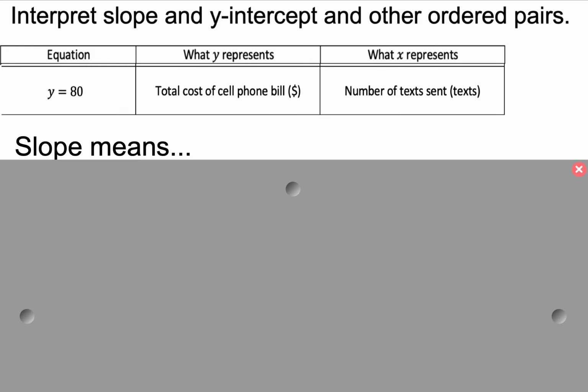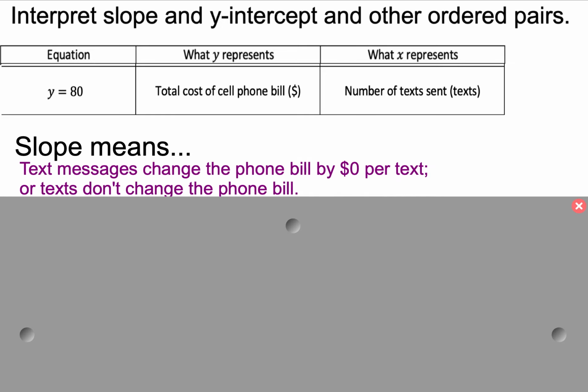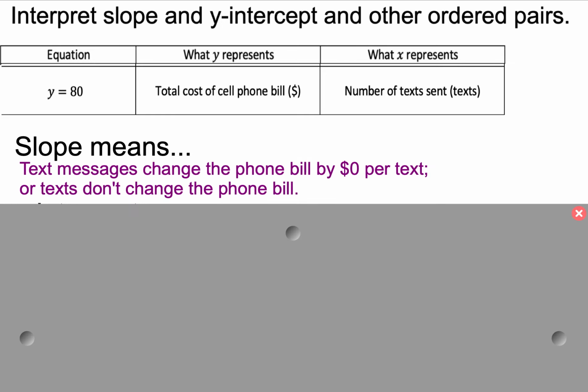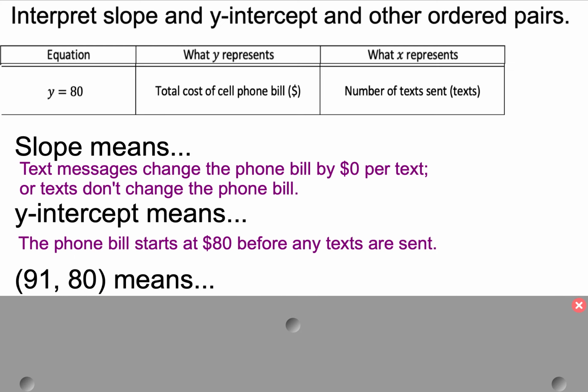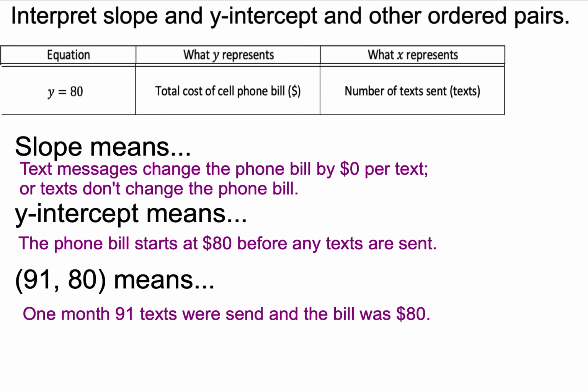Y equals 80, where y represents the total cost of a cell phone bill and x represents the number of texts sent. Now the slope is 0. Text messages change the phone bill by $0 per text, or texts don't change the phone bill. The y-intercept, of course, is 80. That means the phone bill starts at $80 before any texts are sent. In fact, texts don't change the bill. The point (91, 80): 91 is the number of texts, 80 is the cost of the bill. So in one month, 91 texts were sent, and the bill was $80.